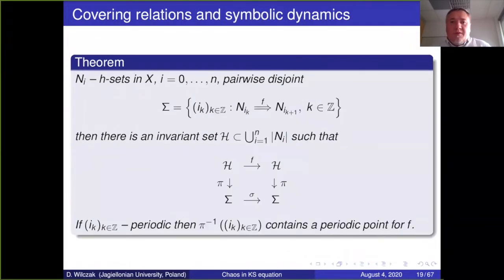And from this theorem, we have a nice corollary, which says that if we have some pairwise disjoint sets, and we have a set of symbolic admissible sequences of coverings, then there is a projection from the invariant set H, which exists, to the space of sequences, such that every sequence from sigma corresponds to a trajectory of F, and periodic sequences correspond to periodic orbits for the mapping F. This theorem is known for the finite dimensional version, and exactly the same holds for infinite dimensional mappings under slightly modified definitions.